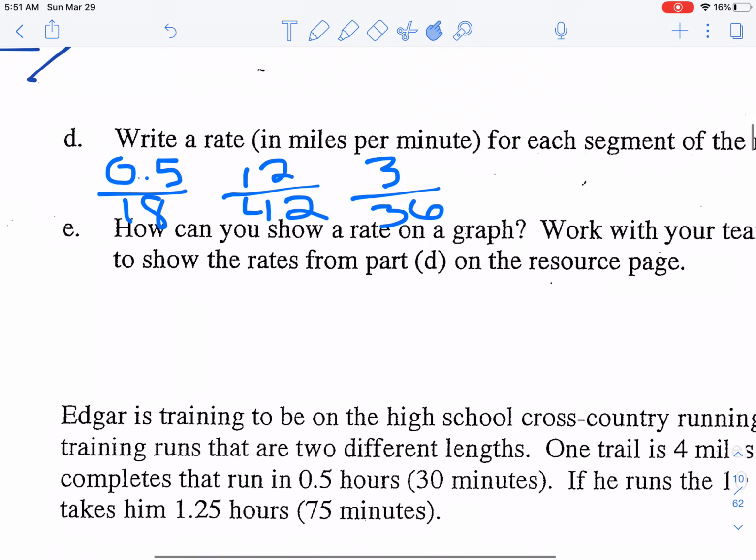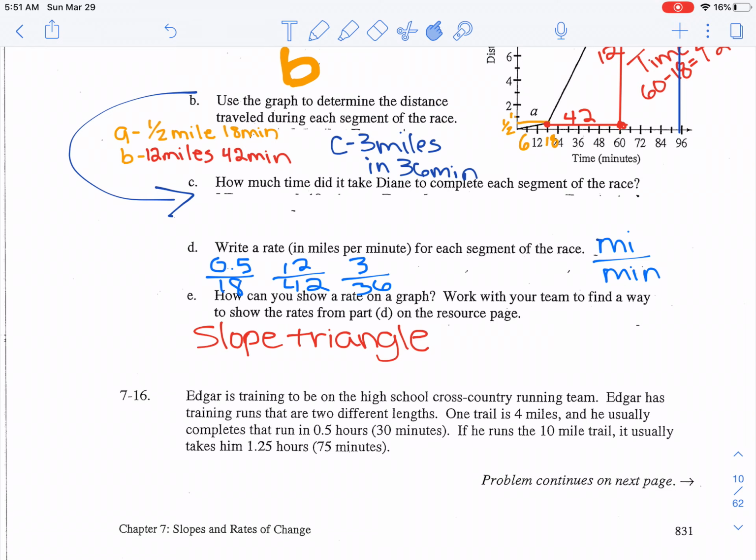Down here to E, how can you show the rate on the graph? By making a slope triangle. Okay, you have some problems to look at on your own. I hope this made sense.